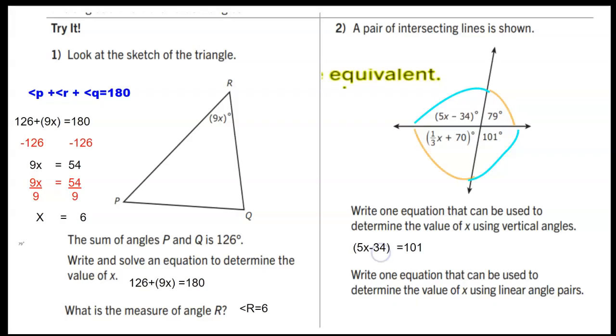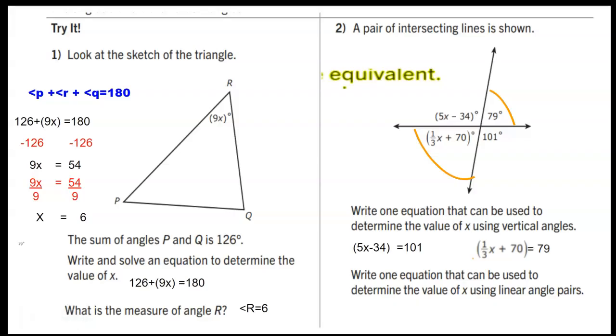Also, we have two other vertical angles here. So we know another equation could be 1/3 x plus 70 equals 79. Remember, vertical angles are equivalent. So therefore, it is easy to create an equation because you usually know the value of one of the angles. All right, now we need to write one equation that can be used to find the value of x using linear angle pairs. Pause the video and write down those equations.